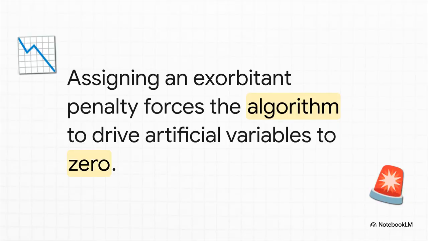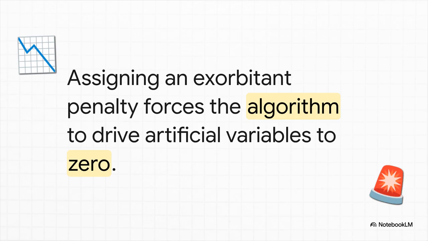The absolutely crucial point here is that by adding this massive penalty to the objective function, we completely change the mathematical stakes. If we're trying to maximize profit, we subtract M times the artificial variable. If we're trying to minimize cost, we add M times the artificial variable.